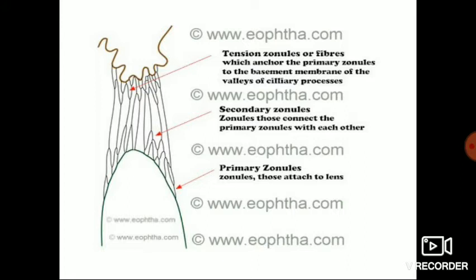Depending on the attachments, the zonules are further divided into primary zonules, that is the zonules attached to the lens, and secondary zonules, which connect the primary zonules with each other. And then there are tension zonules, or the fibers which anchor the primary zonules to the basement membrane of the valley of the ciliary processes.